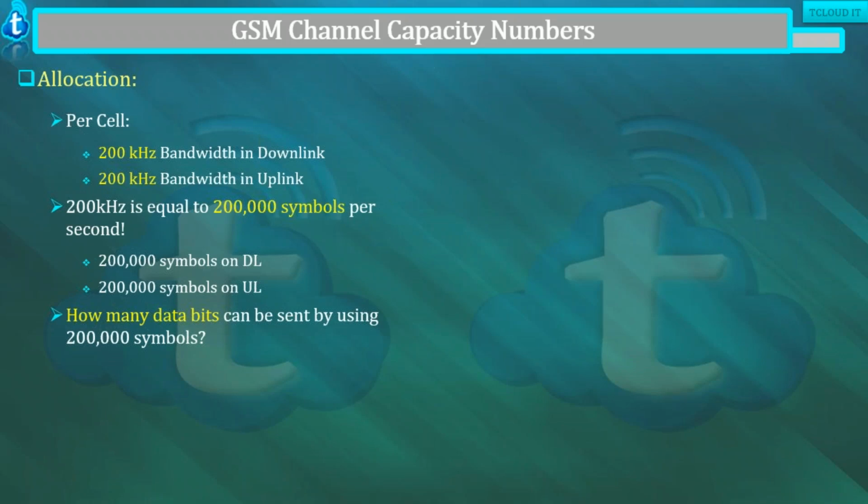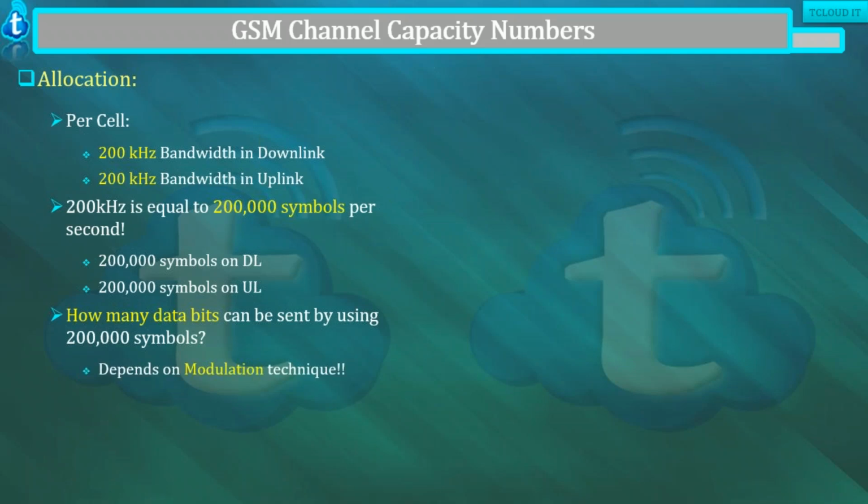Now, by using these 200,000 radio symbols, how many data bits could we send out? How many data bits can be sent by using these 200,000 symbols, either in uplink or downlink? What is the meaning of a data bit? Your 1 or 0 is typically called a data bit. 0 is one data bit, 1 is a data bit. How many such bits can be sent out by using these many symbols?